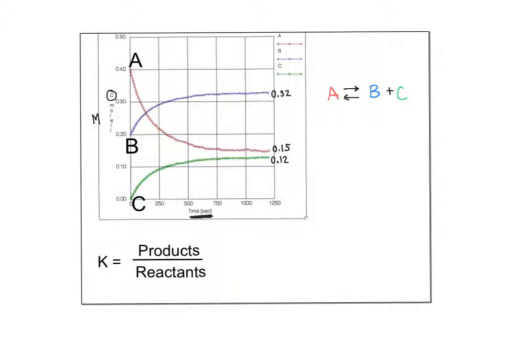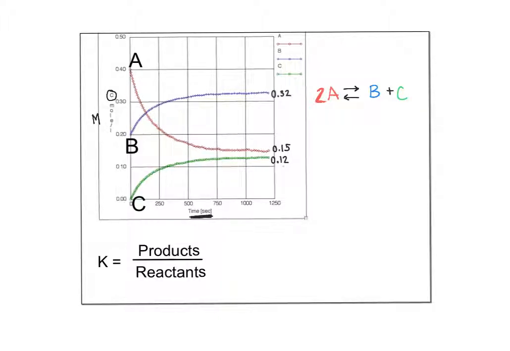The other thing I notice about this is that A is dropping twice as much as B and C. B went from 0.2 to 0.32, it gained 0.12. C gained 0.12. A is dropping about twice as fast. So I'm going to put a 2 in front of A because it's dropping twice as quickly as B and C are being produced. Okay, so there's a little equation.